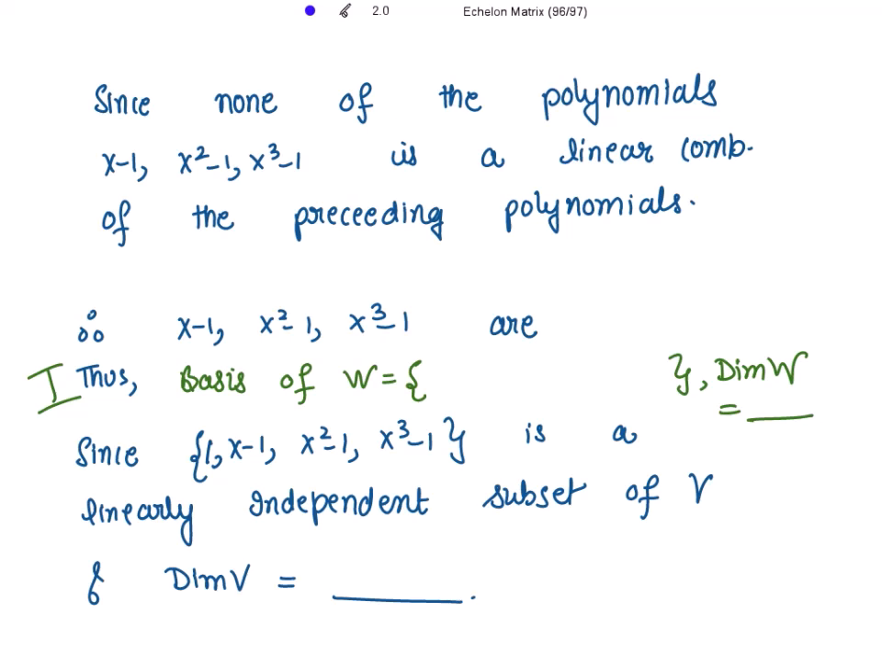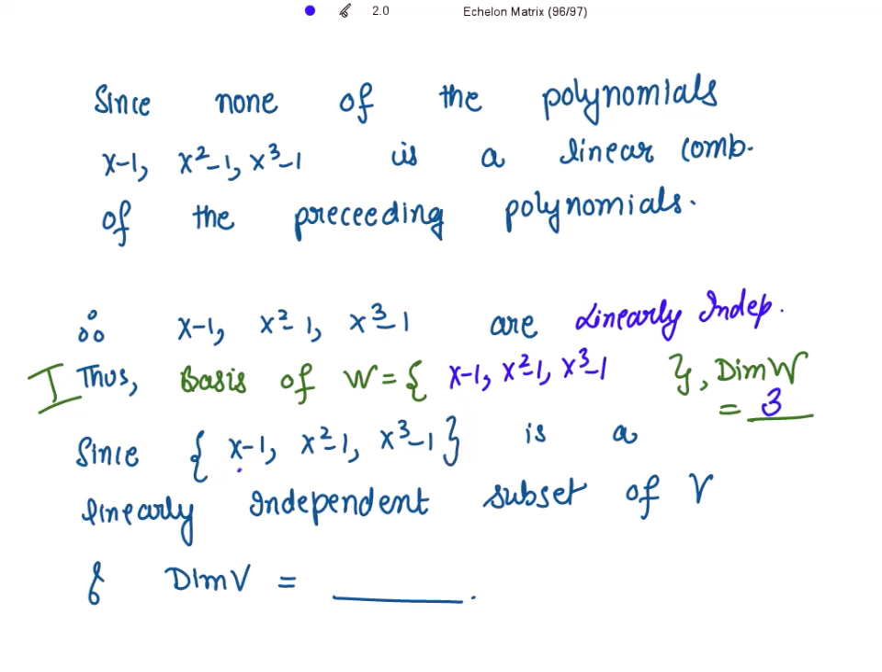Now since none of the polynomials x - 1, x² - 1, x³ - 1 is a linear combination of the preceding polynomials, these polynomials are linearly independent, which also forms the basis for W. So the basis of W is x - 1, x² - 1 and x³ - 1. The number of elements present in the basis is 3. So the dimension of W is 3.